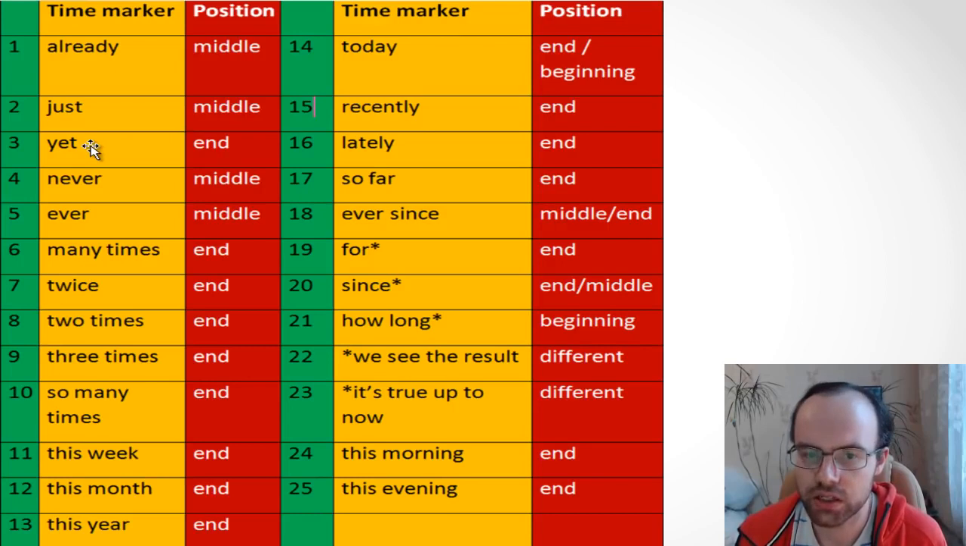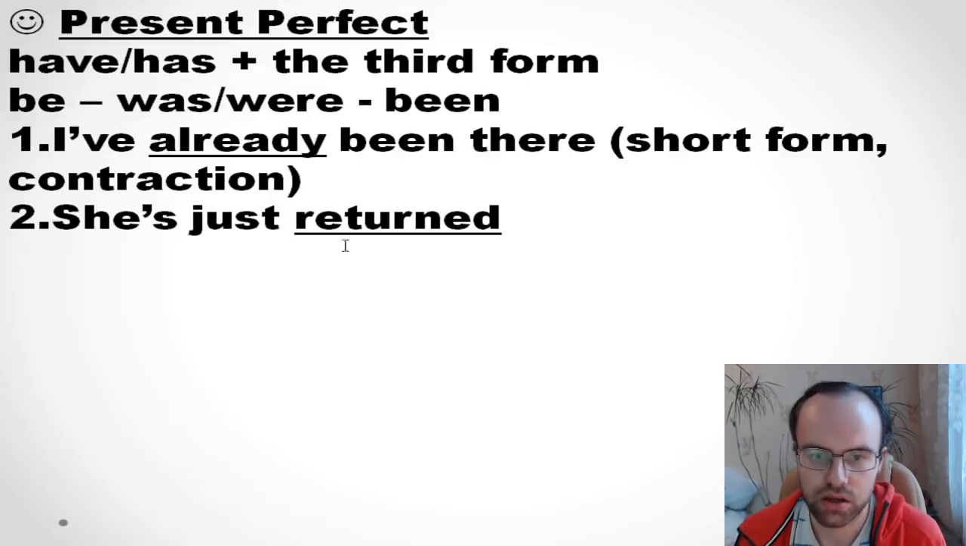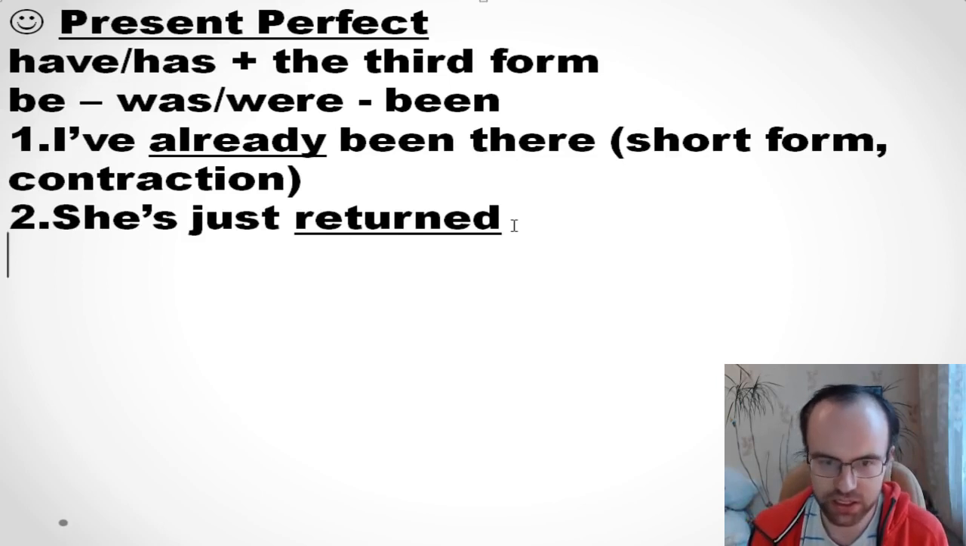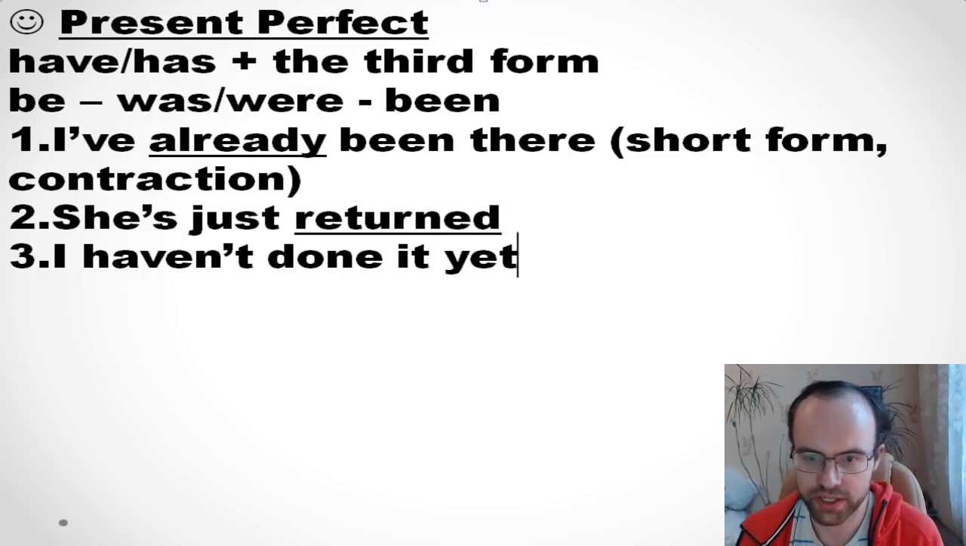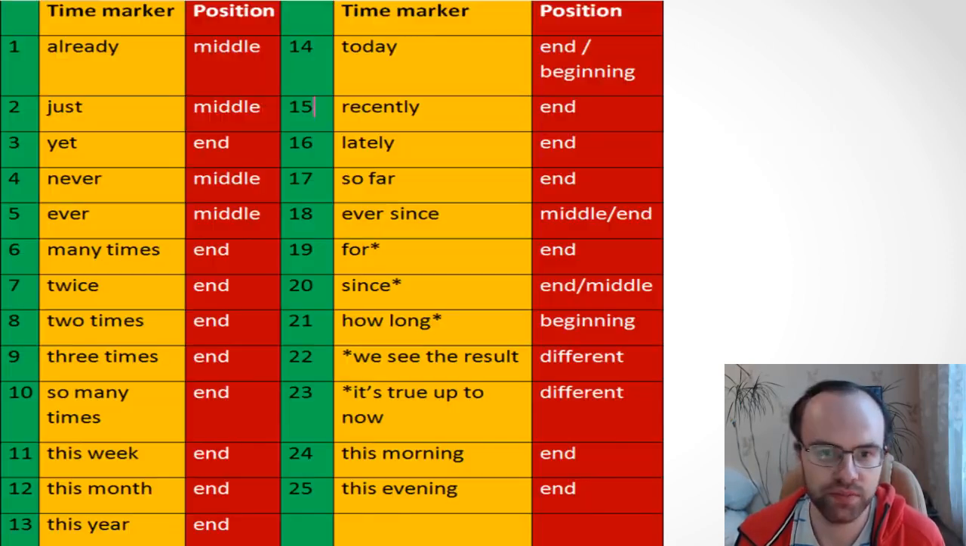Okay, next, yet. We use it in negative sentences, at the end. For example, I haven't done it yet. So please remember, my friend, that we put yet in the end, in negative sentences. So negative: haven't or hasn't.